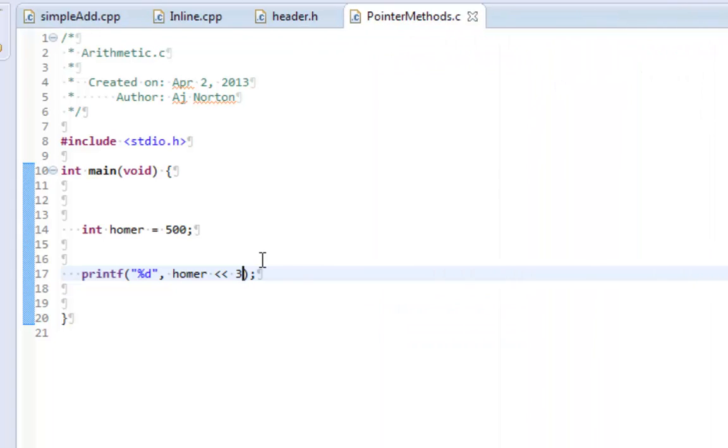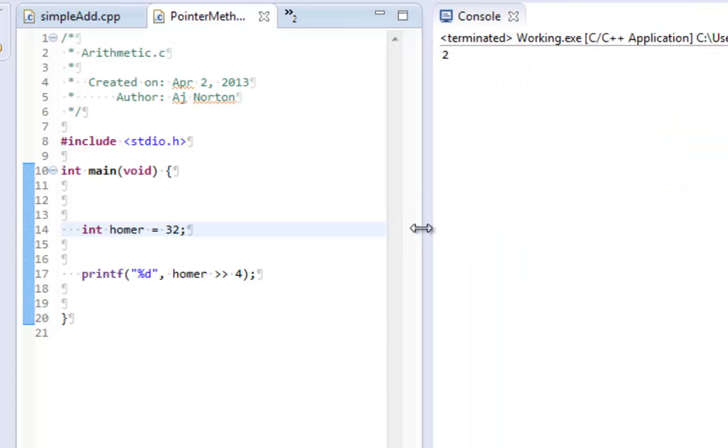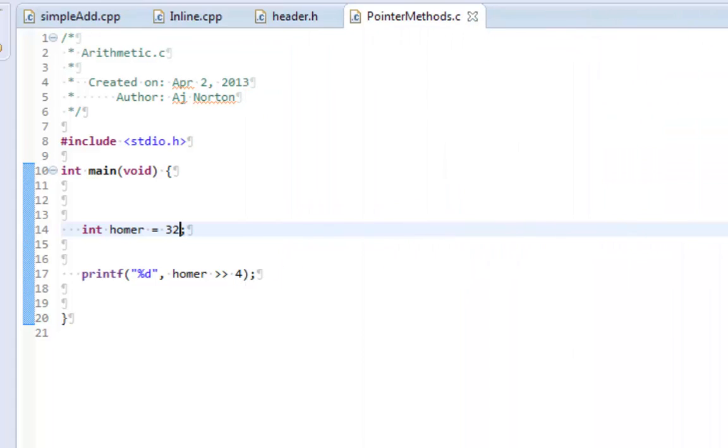Now if I wanted to divide this, I'd be dividing 500 by 8, which does not go in perfectly, I believe. So I will get 31. And 500 divided by 16 may be 31. Let's divide something I know. So let's do 32 divided by 16, which is 2 to the 4, so hopefully this gives me 2. And it does. There you go, 2. Basically this is the same as doing 32 divided by 2 to the 4th.